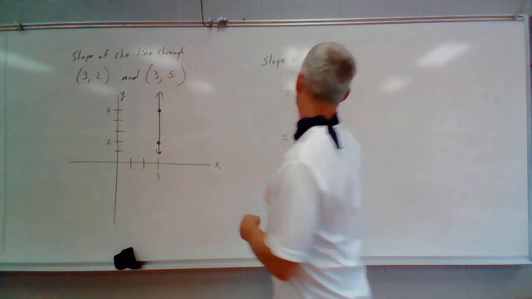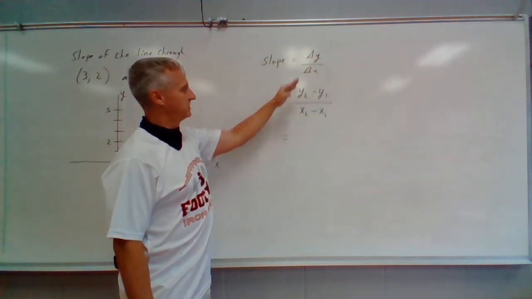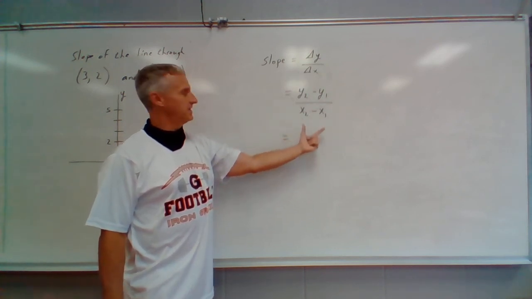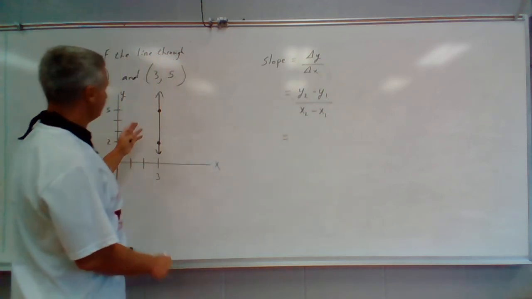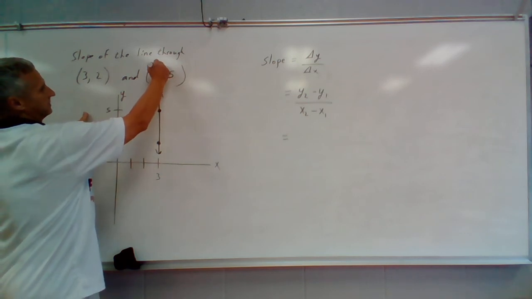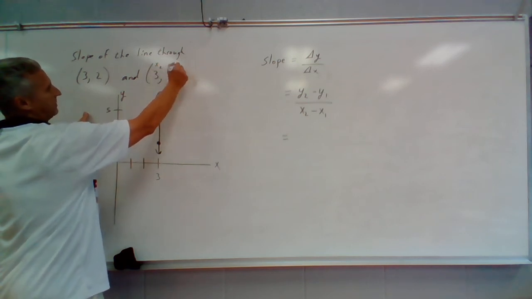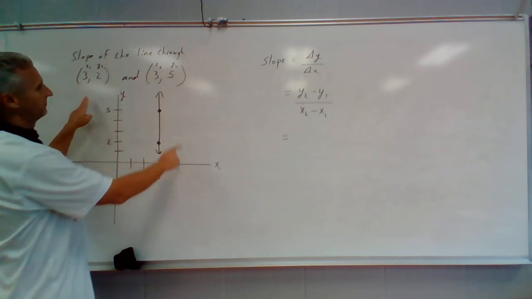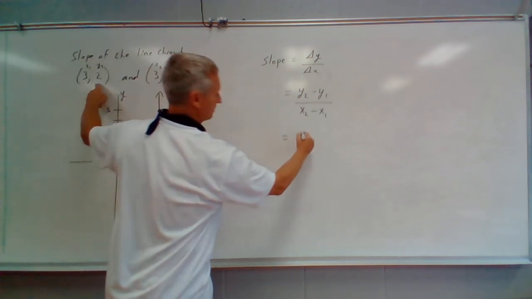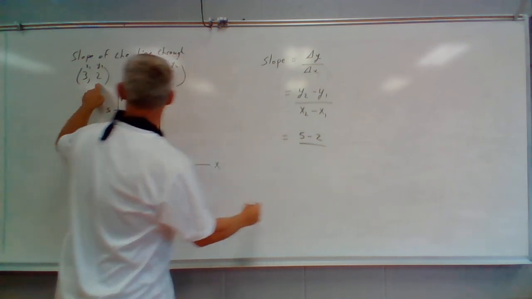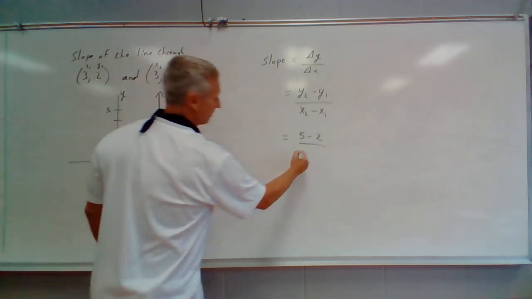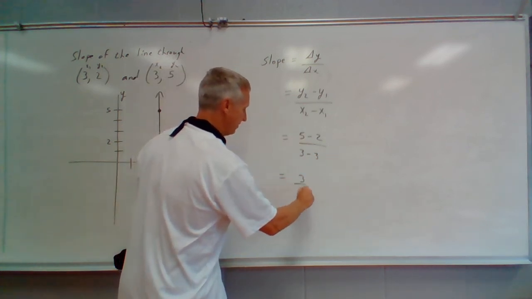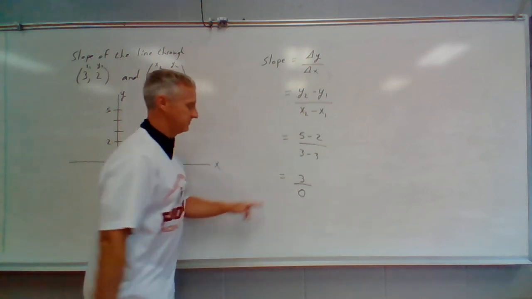Okay, so the same thing, we use the definition of slope, change in y over change in x. To get the change in y, we do y2 minus y1. To get the change in x, we do x2 minus x1. All right, so let's call this x2, y2. Let's call this x1, y1. So to find the slope, I do 5 minus 2, and I do 3 minus 3. 5 minus 2 is 3. 3 minus 3 is 0.